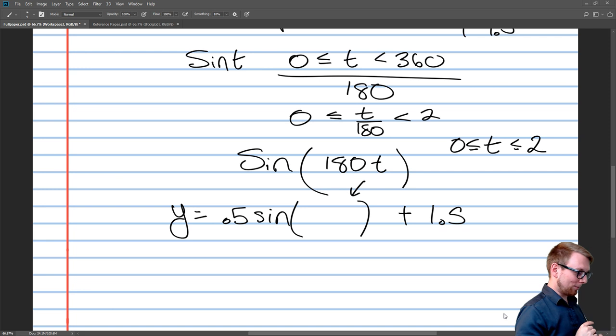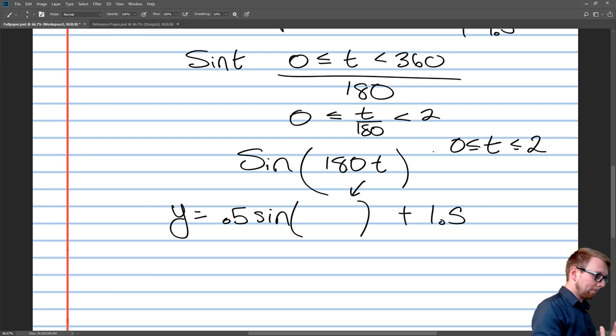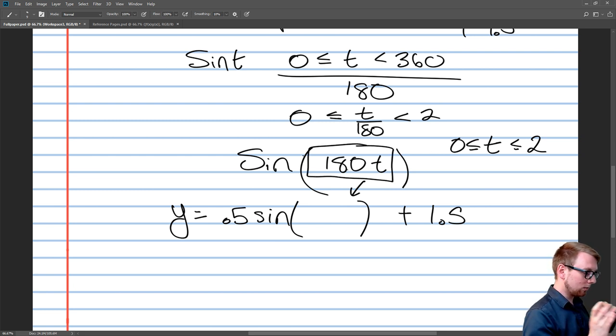Okay, so this is what we needed to get. This between 0 and 360 degrees, that's our regular. We only have t between 0 and 2, so we have to make it so that this inside portion for t between 0 and 2 goes between 0 and 360. So 180 times 0 is 0, that's our starting point, all the way up to 2, 180 times 2 is 360. Boom, we've got our full interval. So it's 180t.